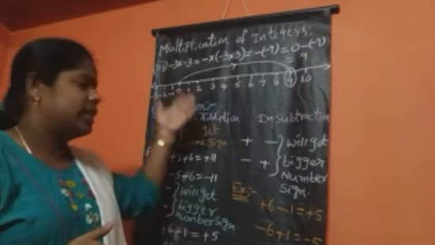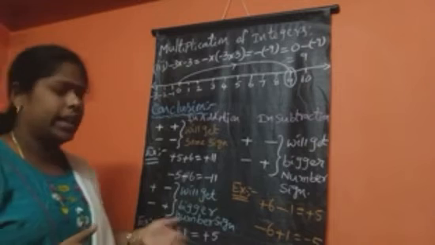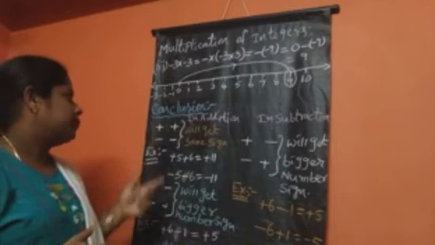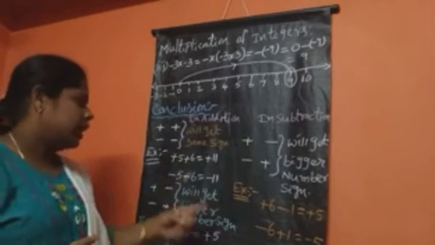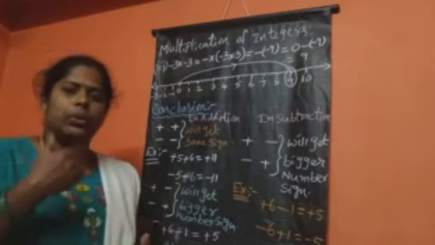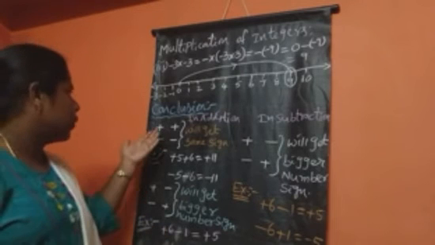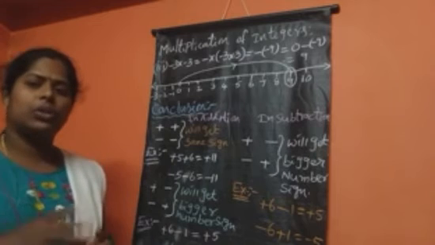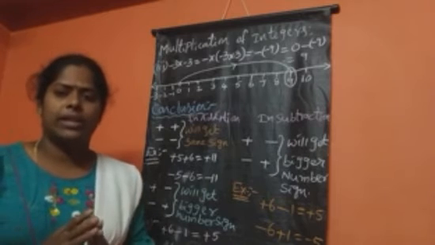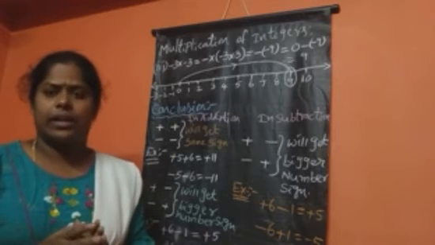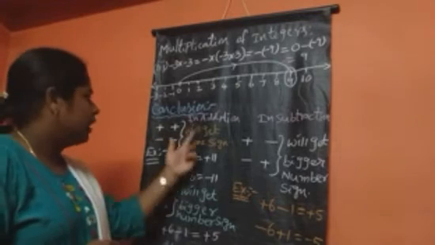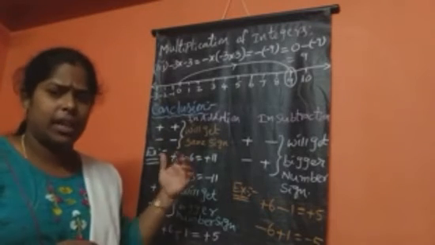So from these examples, we can conclude like this. So what is that? In addition, in subtraction, in multiplication, we have to go to a conclusion. First of all, we should observe whether two numbers have the same signs or not. In addition, when two numbers have the same sign, we will get the same sign answer.